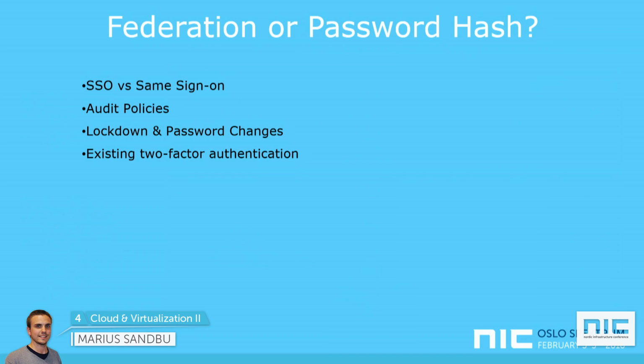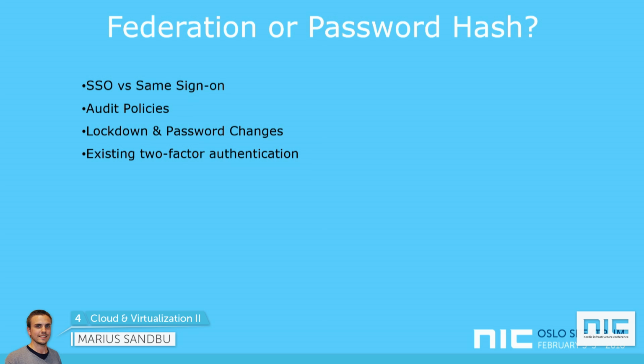So when should we choose one over the other? When using Azure AD Connect with password hash, we get something called same sign-on. Basically, we can use the same username and password, but we don't get the full single sign-on experience that we want to have because it's outside of the trusted realm. So in that case, we need to use federated access.